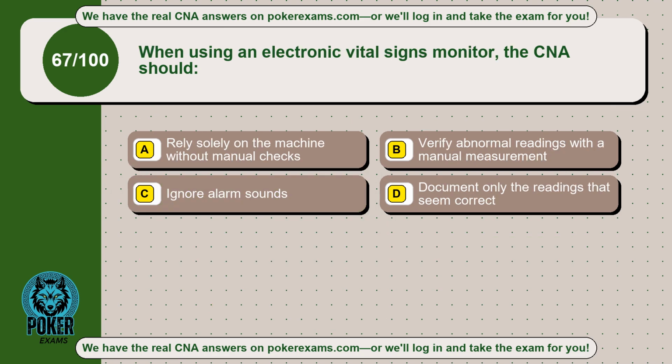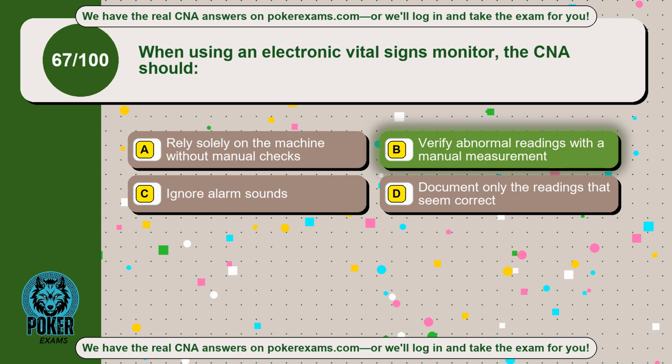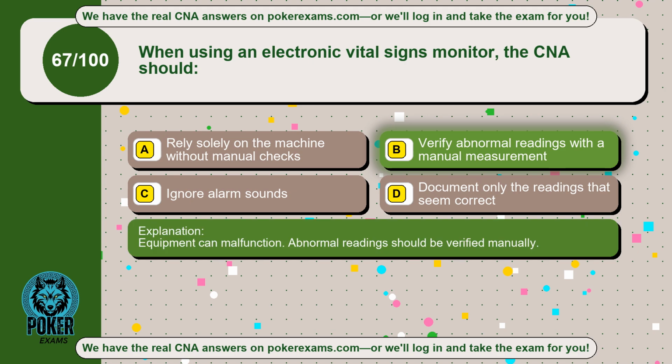Question 67. When using an electronic vital signs monitor, the CNA should: Option A, rely solely on the machine without manual checks. Option B, verify abnormal readings with a manual measurement. Option C, ignore alarm sounds. Option D, document only the readings that seem correct. The correct answer is option B. Verify abnormal readings with a manual measurement. Equipment can malfunction. Abnormal readings should be verified manually.